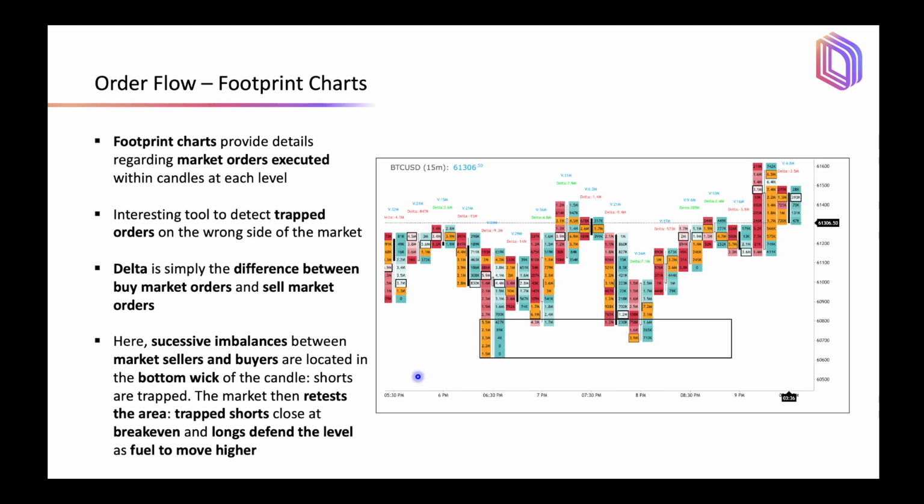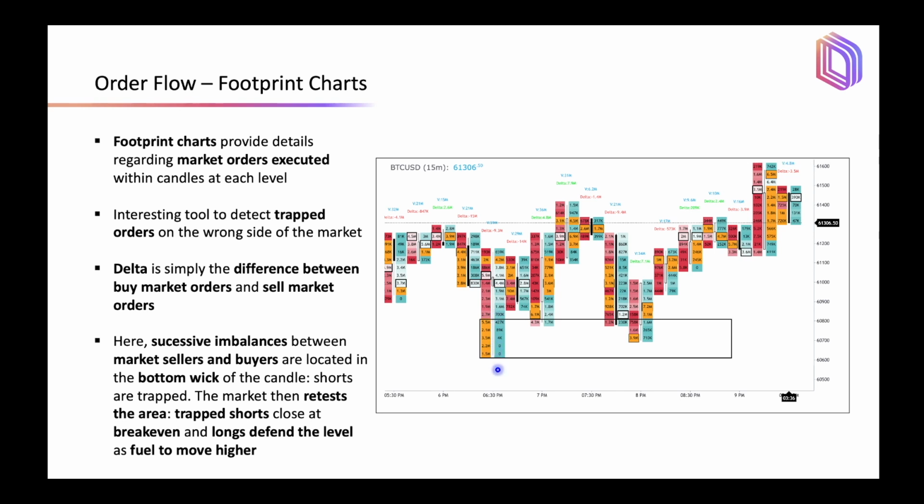Footprint charts will allow you to detect things like trapped participants on the wrong side of the market. For example, here in orange, we have what we call imbalances. Imbalances just highlight when either the market sellers or the market buyers are getting too aggressive versus the other side. So here we have a clear aggression of market sellers, and contextually we see that they started to get aggressive within a candle wick.